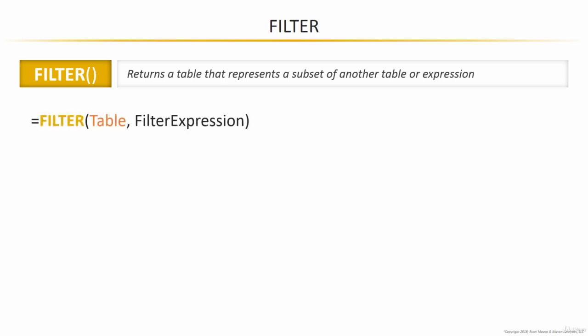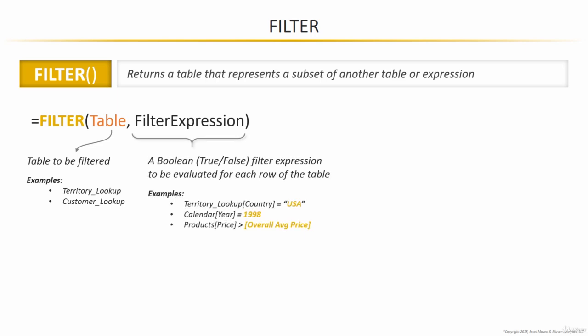So very simple syntax. First argument is the table that you'd like to filter. Might be a lookup, might be a data table, doesn't matter, any table. And the second argument is the filter expression, a Boolean true-false filter expression to be evaluated for every single row of the referenced table. Now, a couple of very important things to call out here.